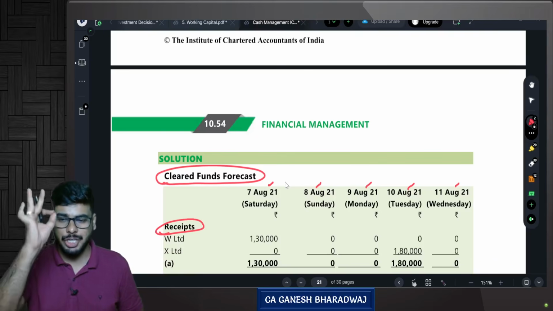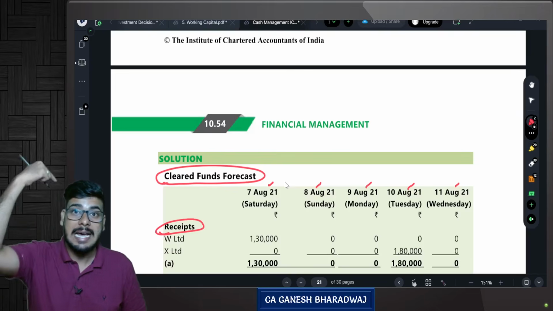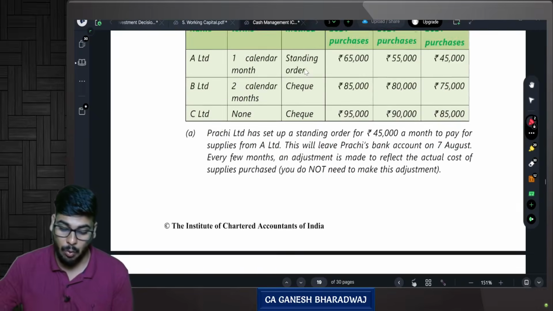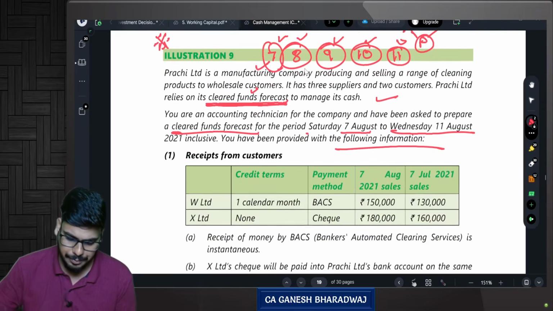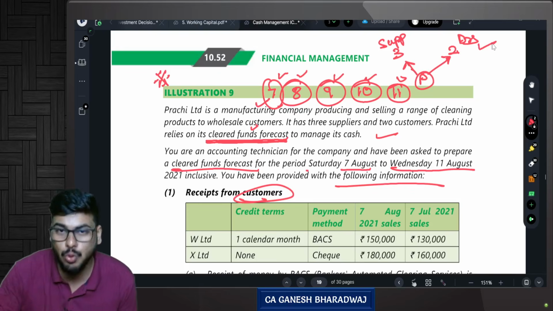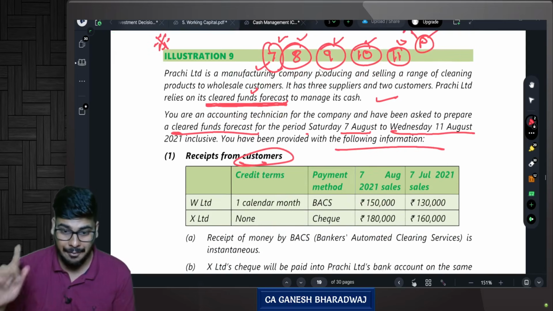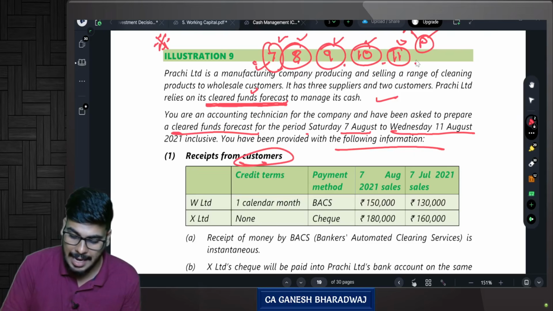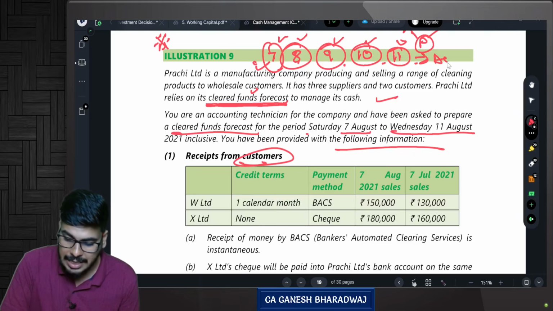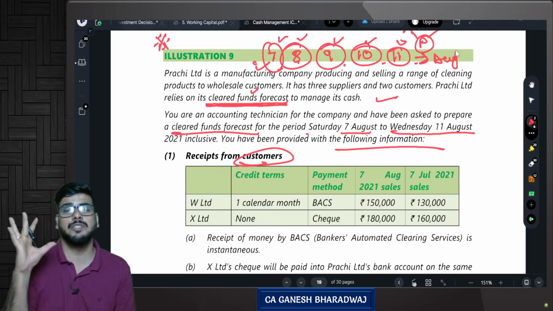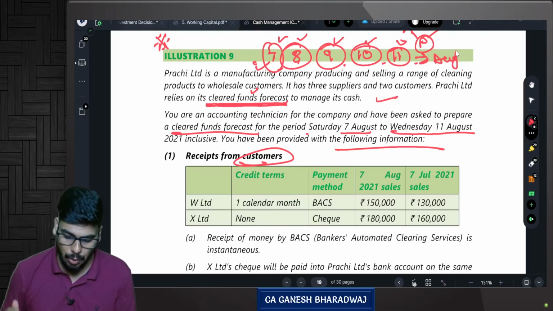But the only condition is you can record the transaction only when it reflects in your bank statement. We will see what it is. Now, first, receipts from customers. The company has how many customers? We saw 2 customers, correct? Carefully listen. We are preparing this budget for 7th, 8th, 9th, 10th and 11th of August, correct? These are the 5 days. So only the banking transaction that happens for each of these 5 days should be accounted by us.